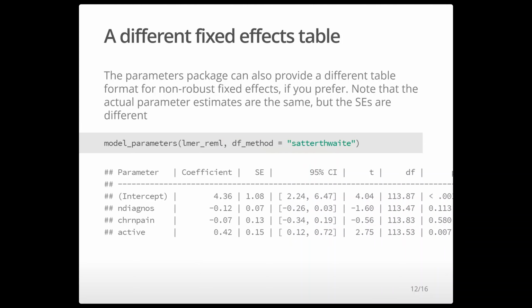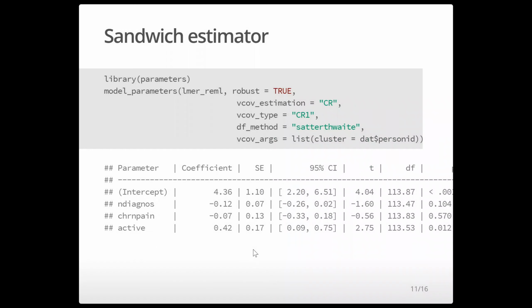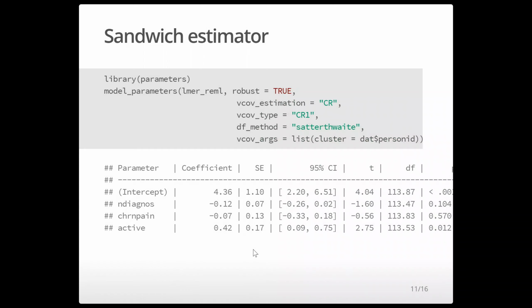And if you compare these first two columns to what we just looked at, note that the coefficients column is exactly the same, but the standard errors column is a little bit different, with the robust method having slightly larger standard errors for intercept and active. But our results in terms of inference testing don't change.